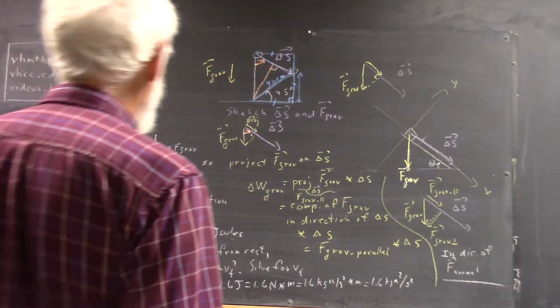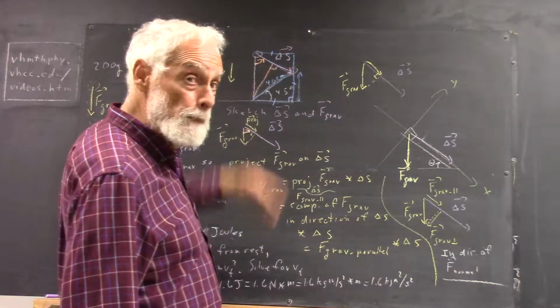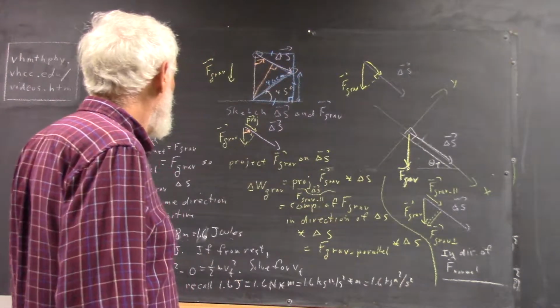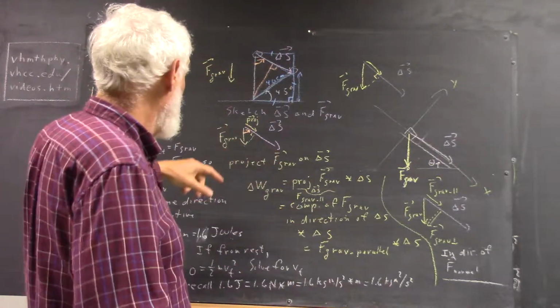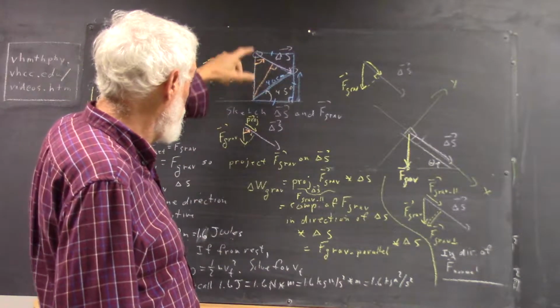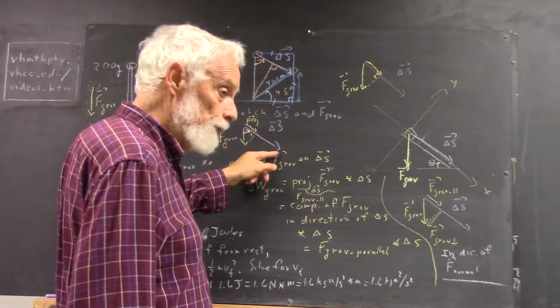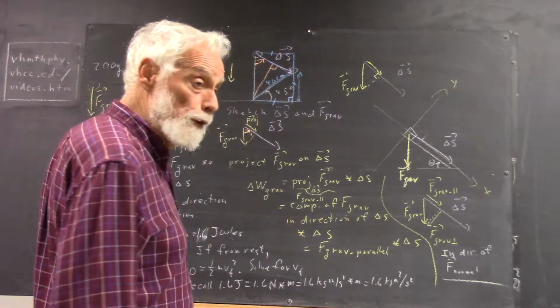Okay, briefly, if we fall from here to here, our displacement is from here to here. Now this diagram's cluttered up from what it was before, so you can look back at the previous video to see what it looked like before I cluttered it up. But here's our displacement vector, here's our gravitational force vector.